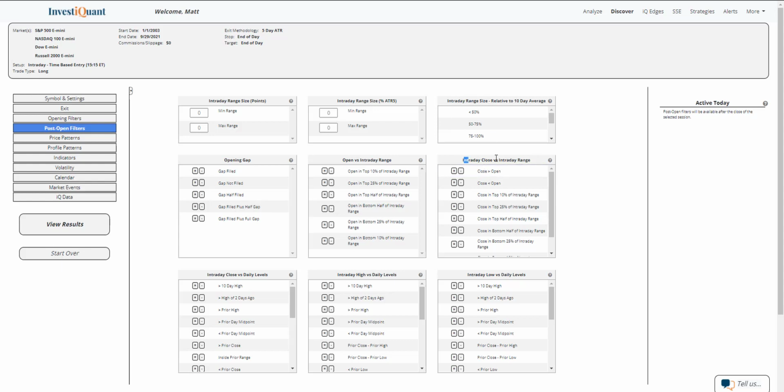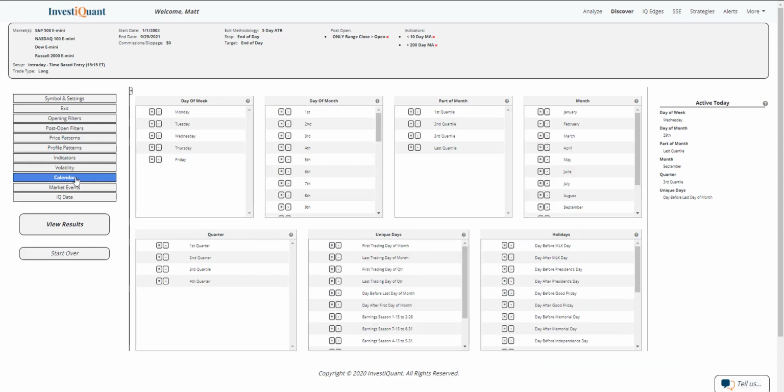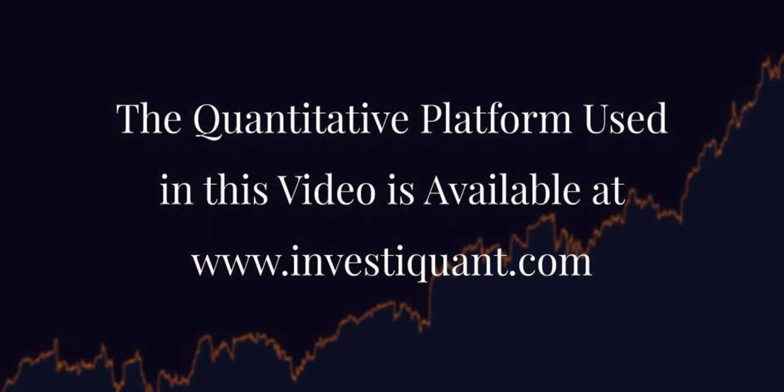So I'm going to come into intraday close versus intraday range, hit equals next to close above open. That adds it to the test. That means at 3:15, it needs to be trading above the open for this to be true. Next, I'm going to put us in a similar market environment. We are below a 10, above a 200-day simple moving average, kind of a weak bull market environment there. And then lastly, in the calendar library, I'm going to grab that unique day from the active today section that says day before last day of the month. So I've clicked on that. It has been added to the test. Now I can click view results.